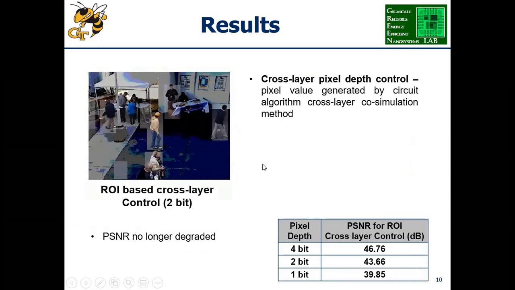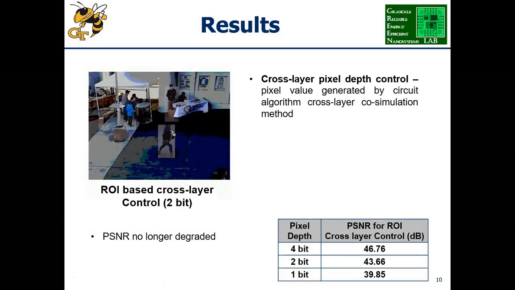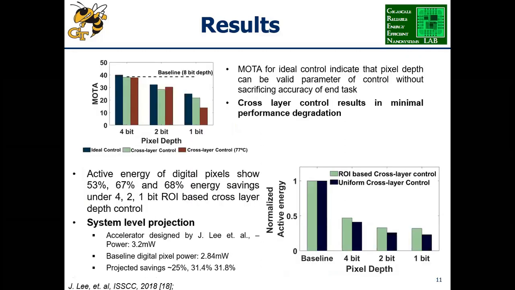As we can see, the PSNR values with the ROI feedback with cross-layer control for the region of interest regions are no longer degraded, and we get the same results from experiments. Keeping this in mind, we move on to evaluation of the object detection task. We study the performance of the end task under ROI control. From the trend and accuracy results of the ideal control, we can get an indication that pixel depth control can be a valid form of control and it can maintain accuracy of the end task.